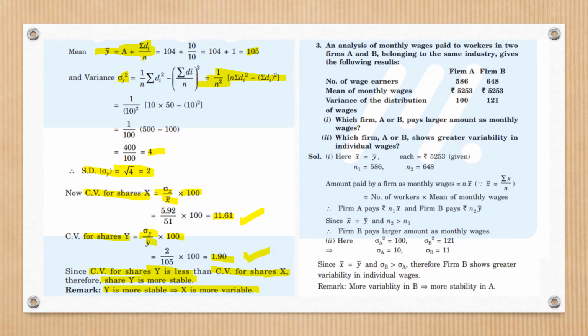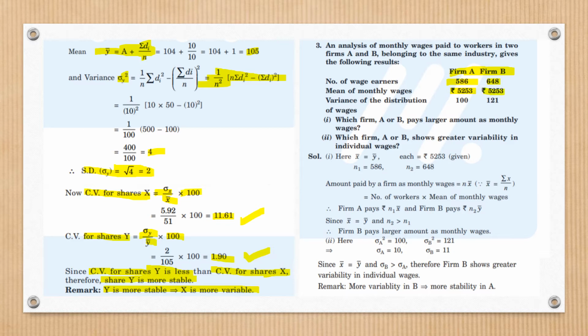Number 3: an analysis of monthly wages paid to workers in two firms A and B belonging to the same industry gives the following results. Number of wage earners, this is for firm A, this is for firm B. So you are given the number of wage earners: 586 for firm A, 648 for firm B. And see, the mean is the same for both these firms, 5253.